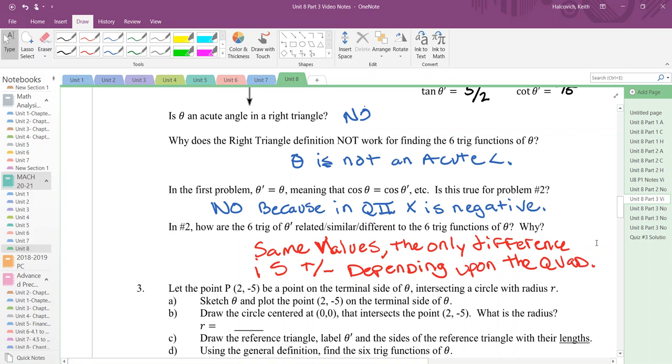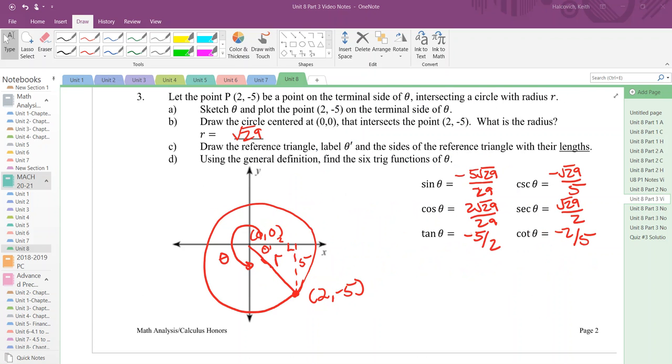All right, so you should do the next one on your own, and then I'll show you the answers. All right, so if you notice on this one, it's the same values. The only difference now is it's in the fourth quadrant because now x is positive and y is negative. But notice the values are the same. The only difference is now the sine and the cosecant are negative. The cosine and secant are positive, and the tangent and cotangent are negative.